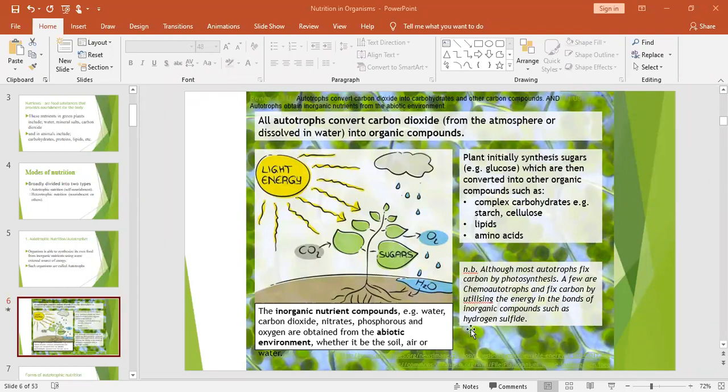Okay, I think we can now proceed. So we are saying the first mode is the autotrophic, where organisms make their own food. And because of that, we look at two types. One is those ones which use the source of light as their energy. We call it photoautotrophic organisms. And then those ones which use other chemicals, we call it the chemoautotrophic organisms.